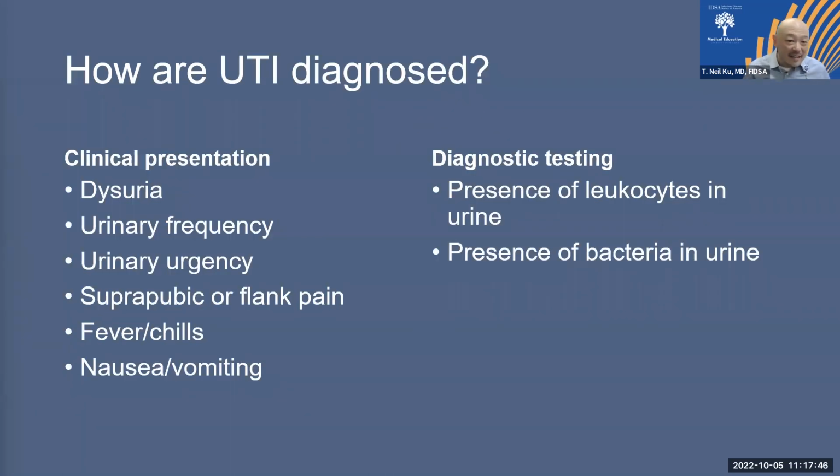So this is mostly how UTIs are diagnosed. At least, if you pull up UpToDate, this is what they're going to say. It's a combination of clinical presentation followed by diagnostic testing. We know the typical symptoms: dysuria, urinary frequency, urinary urgency, some suprapubic pain, and flank pain if there may be pyelonephritis. Fevers, chills, nausea, and vomiting can also occur. Then there's the component of diagnostic testing. We use the presence of leukocytes in urine or the presence of bacteria in the urine.